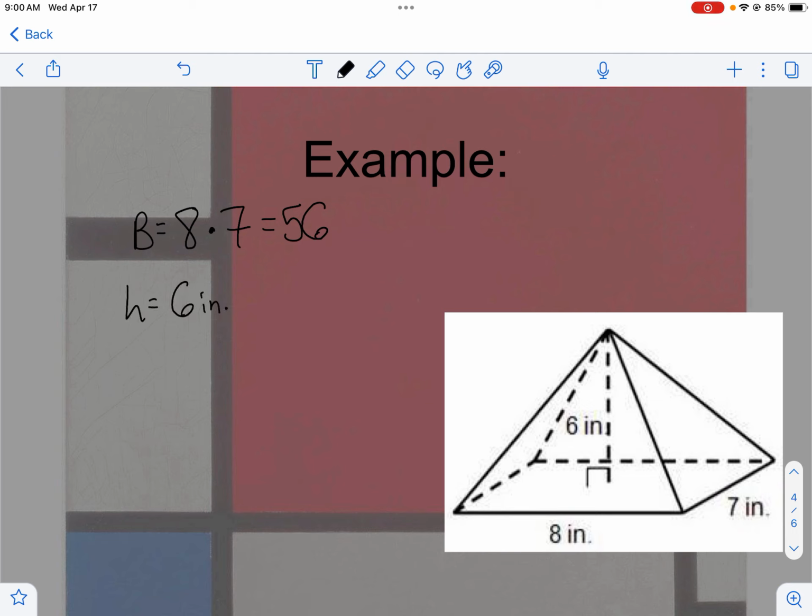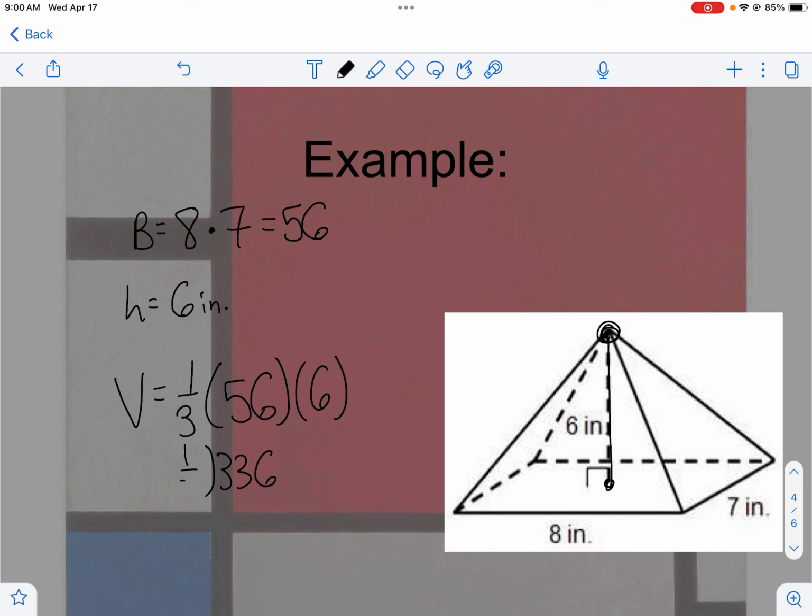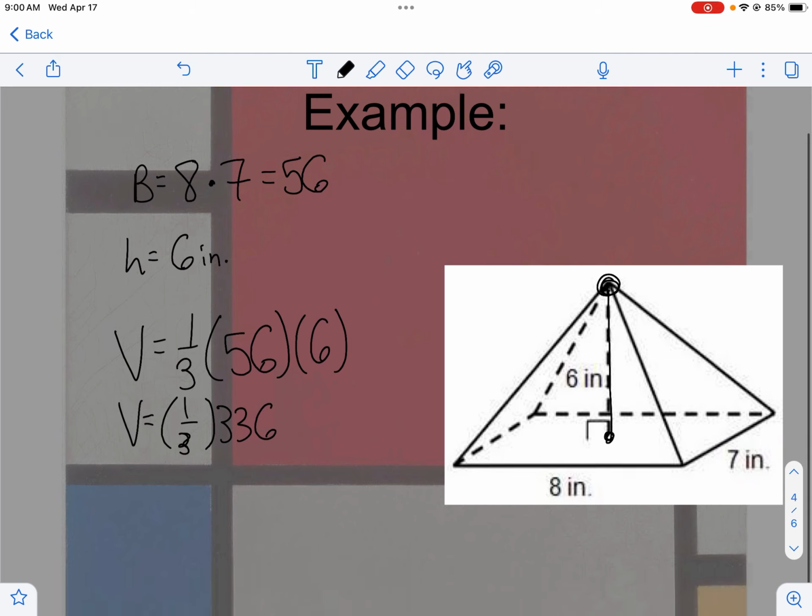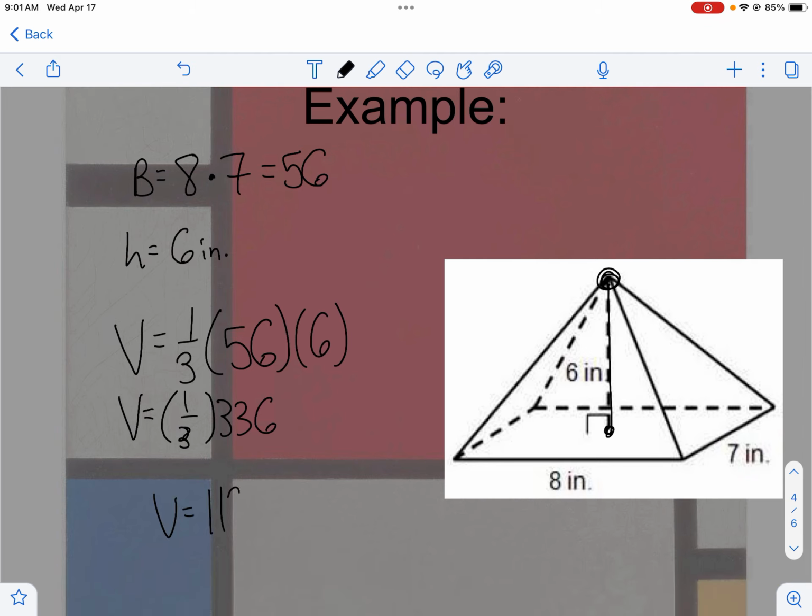The height is just the distance from the center of the base to the vertex, or the apex at the top of the pyramid. I go ahead and multiply, so V is equal to 1/3 of 56, that's the area of my base, times my height. So multiply 56 and 6, we get 336. And then I multiply that by 1/3, and I get 112. So my volume is going to be 112 inches cubed.